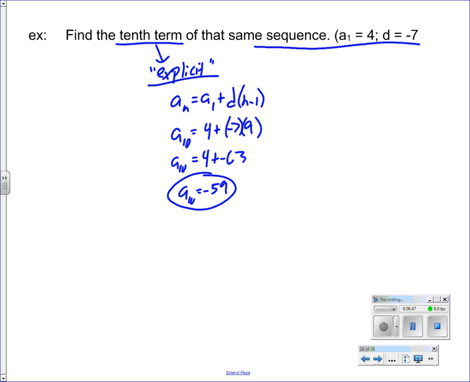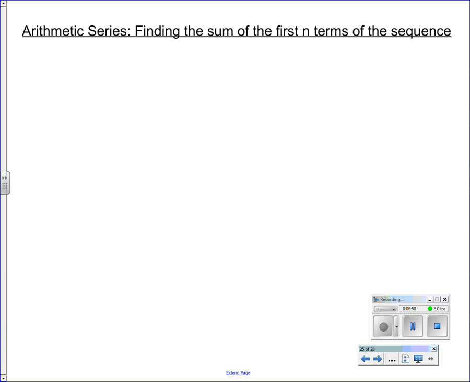So finding terms for the sequence is pretty similar to what we've been doing. I'm just understanding that arithmetic sequence means we're adding or subtracting the same number every time, and you can pretty much figure it out from there. One thing that's going to be different now is series, where we're actually finding the sum of the first n terms of the sequence. So we're adding those first n terms together.